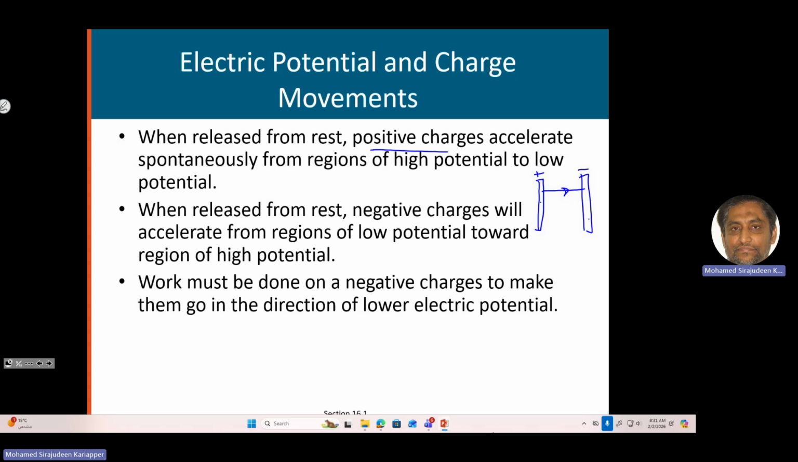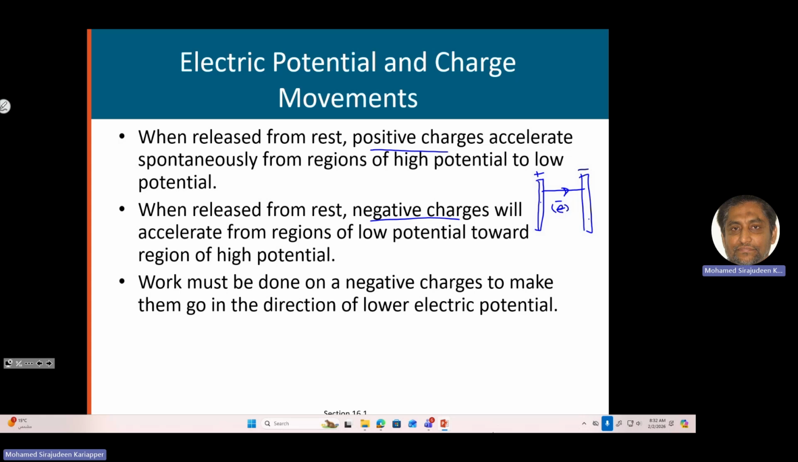On the other hand, if you take a negative charge and release it from rest, what do you think will happen? Suppose I release it in the middle, a negative charge, say like an electron. It will go to the positive plate. That means it's moving from the lower potential to higher potential by itself. Positive charge will go from high potential to lower potential. Negative charge will move from lower potential to higher potential.